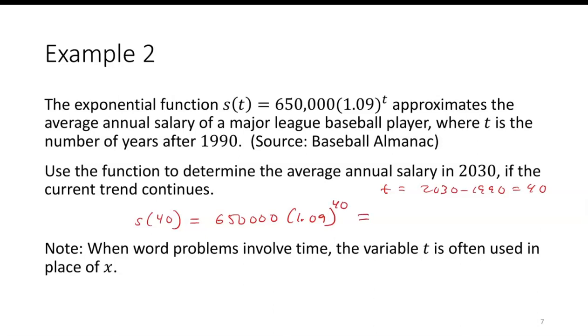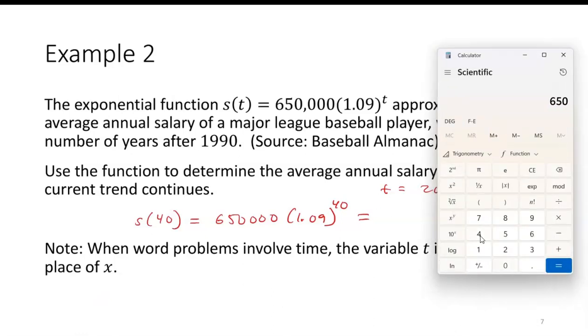This is something you would want to use a calculator for and not do by hand. So 650,000 times 1.09 to the power of 40. And let's see if I can read this. There's 20,416,123 and 4 cents. So this was the average annual salary. So we're saying the average salary is $20.4 million.